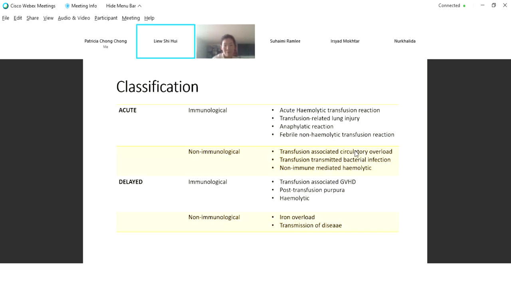Here is the classification showing the acute and delayed, further divided into immunological and non-immunological causes, which I will further explain later. Okay, next.